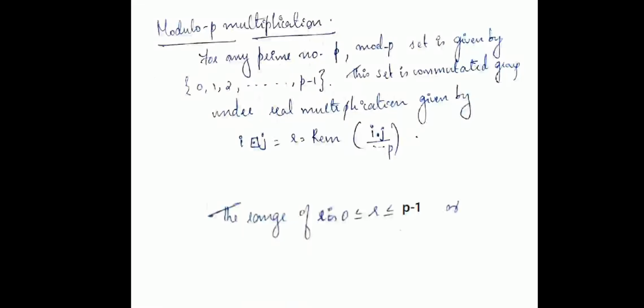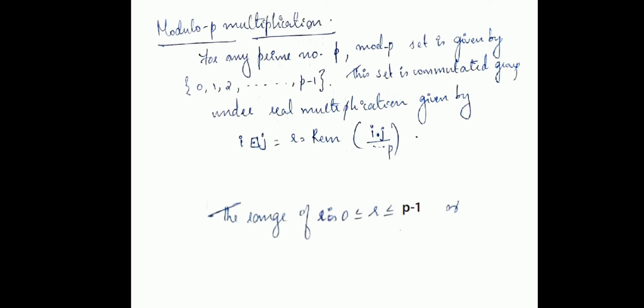Next, we can see what is modulo p multiplication. This modulo p multiplication is the same as that of modulo m addition. In case of modulo m addition, we are taking the remainder of i plus j by m. So in modulo p multiplication, we can take the remainder of i into j by p.